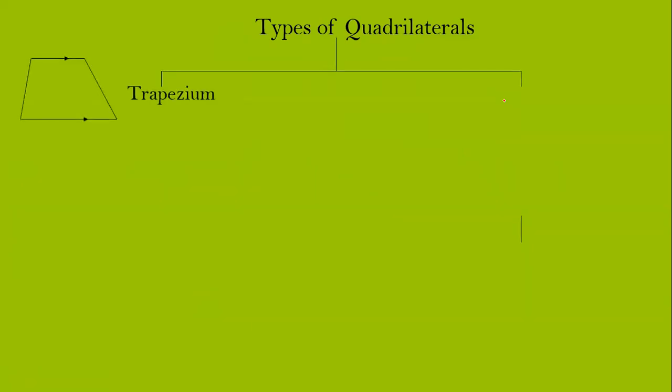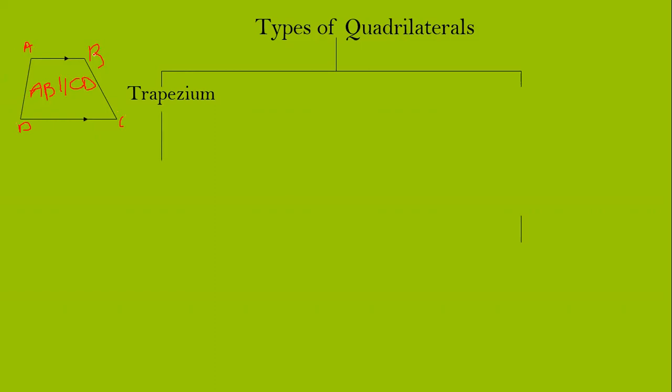Now over here we will see how many types of quadrilaterals there are. First we will look into the trapezium. It is one type of quadrilateral. It is a closed figure again. I've marked the 4 vertices as A, B, C, D. So AB is parallel to CD, but AD and BC are neither equal nor parallel. So AD is not equal to BC, neither is it parallel to BC.